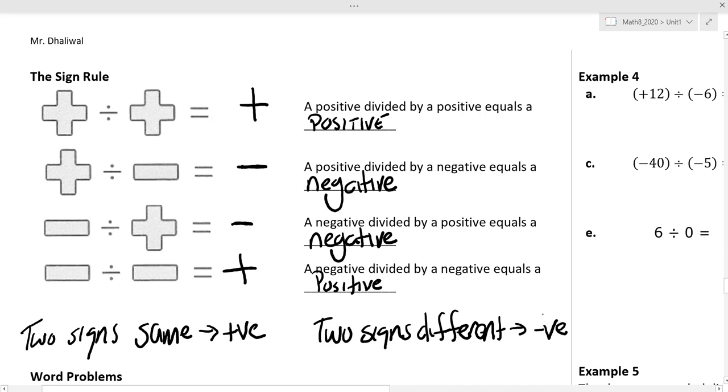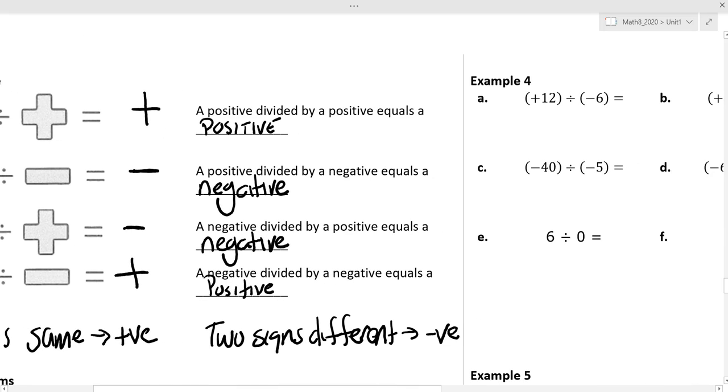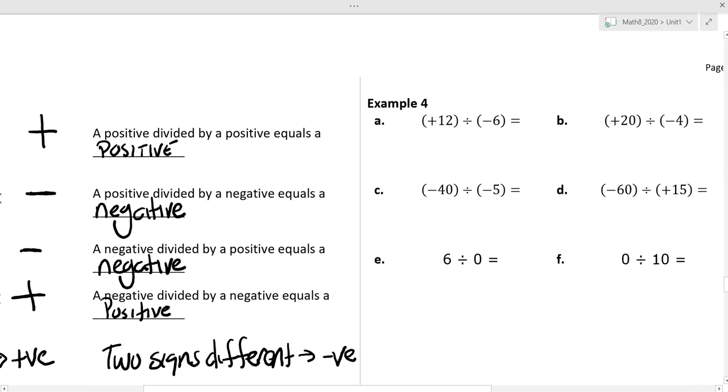Okay. Let's look at example 4. A. Is it positive or is it negative? It's negative. Right? If it's a positive and a negative, the signs are different. And it's negative 2. So then you go 12 divided by 6. Now if you can't do this quickly in your head, use the multiplication chart. Do you guys know how to use a multiplication chart to do division? Yep. So you use that to help you.